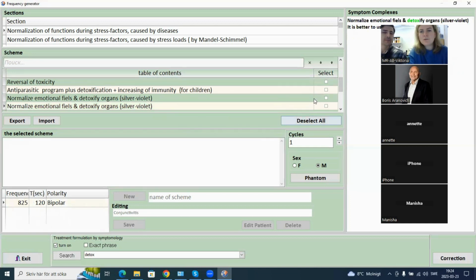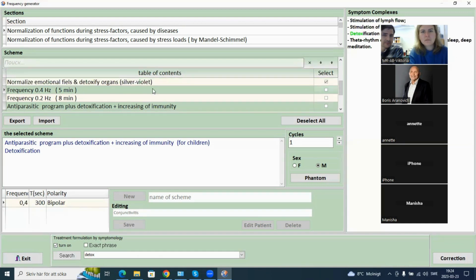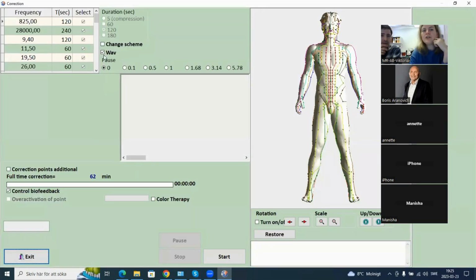It's recommended not to choose more than six frequencies, because it can be too much sometimes. So 2, 3, or 1 maximum. It should be 6, not more. So 3, for example, we choose antiparasitic detoxification and stimulation of lymph flow and blood flow. Then we count how many days, for a couple of weeks, 30 pieces, and go to correction and do the same. We compress it and download on this white point of the box.